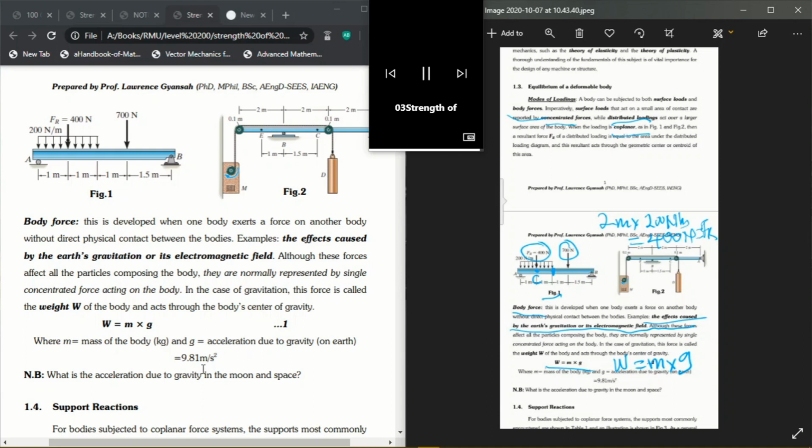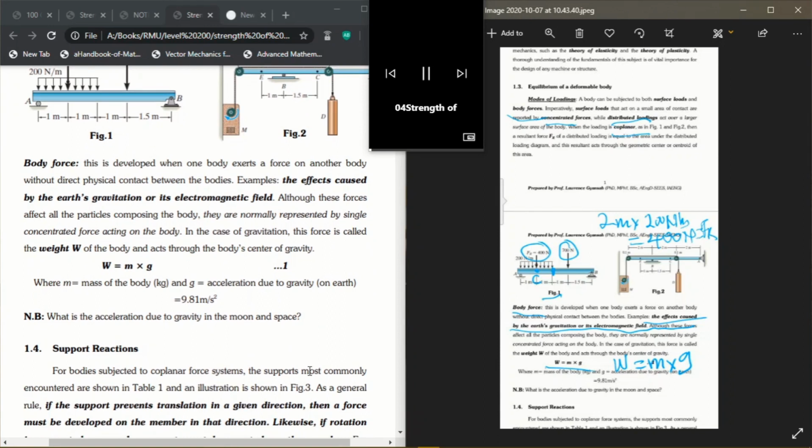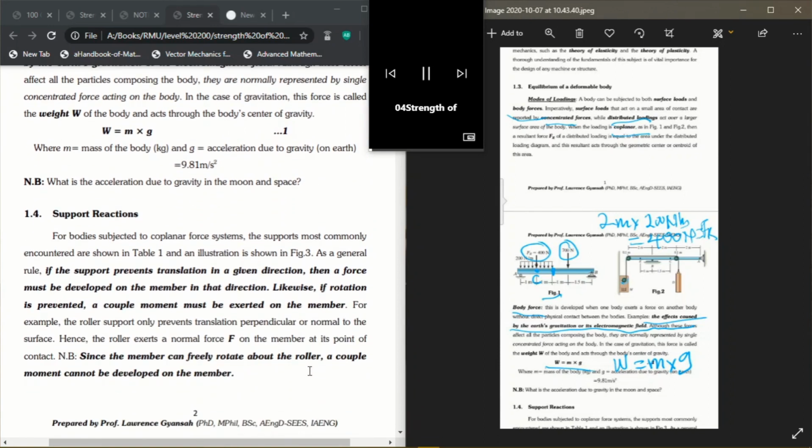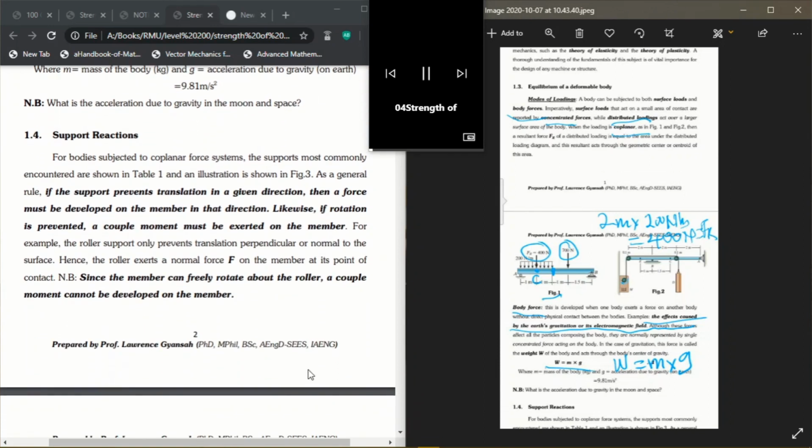Thank you very much. We'll continue our lectures with support reactions in strength of materials. So now let's continue with our lecture on something we call support reactions. For instance, if you have a table, it has legs that it sits on. So there will be reactions within the legs. These are the support reactions.